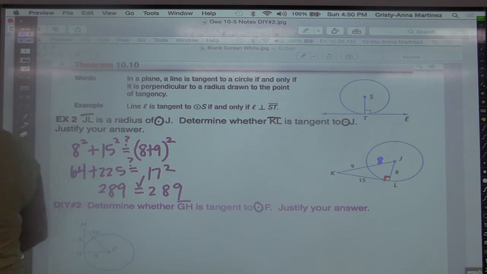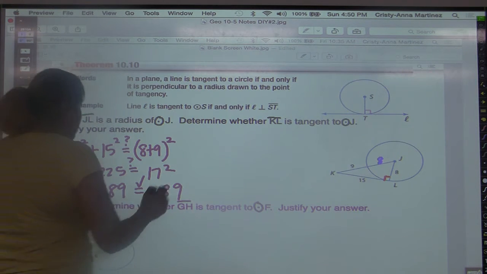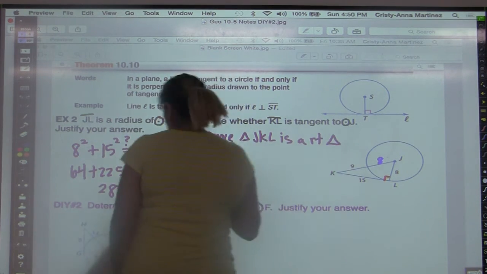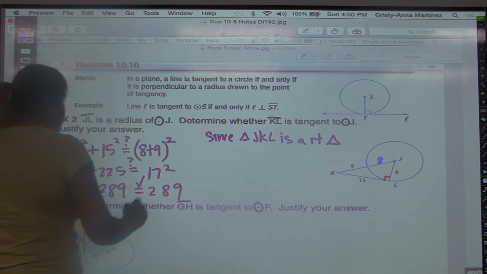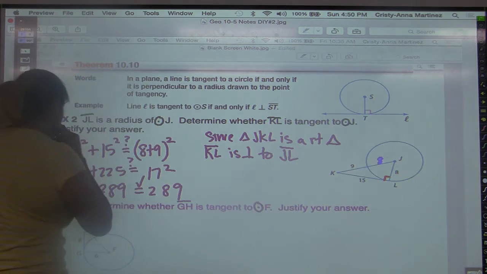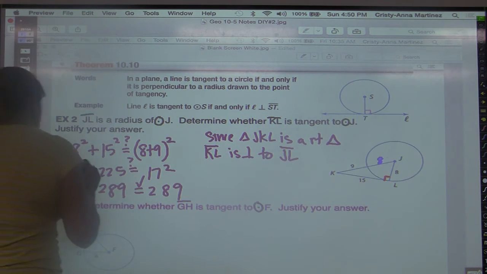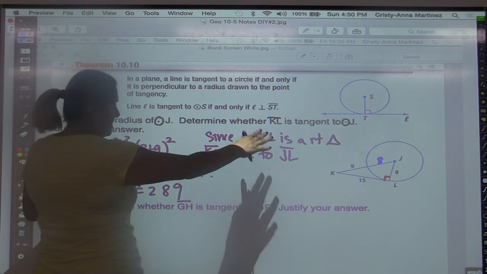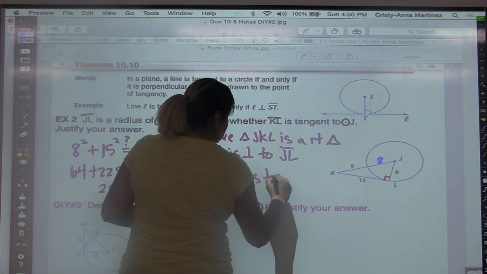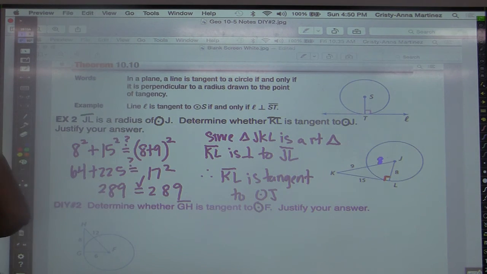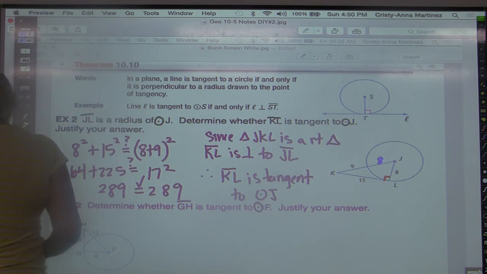So there you go. Since triangle JKL is a right triangle, we know that KL is perpendicular to JL, which is the tangent line perpendicular to the radius. And therefore, which is what these three dots mean, therefore, then it's tangent. Therefore, KL is tangent to circle J. All right, so that's kind of how you do that. So you can go ahead and do number 2 yourself, and then we will go on to our next example.